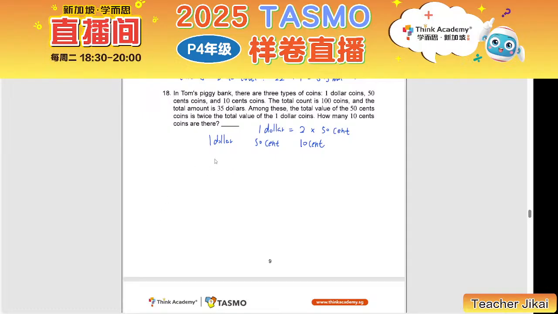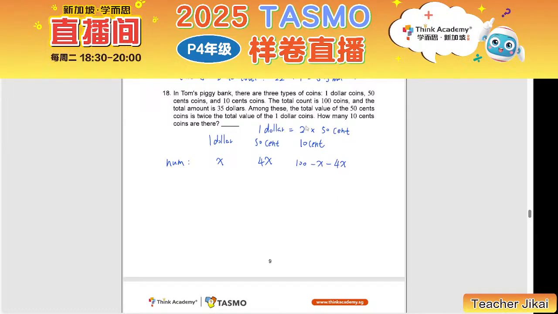So if we set the $1 coin has x of the amount, what is the number of 50 cents? First we times 2 to make it the same total value, and then we times another 2 to make the total value become twice, right? So 4x here. How about the 10 cent? In total we know we have 100 coins, so we just minus these other 2 categories, right?